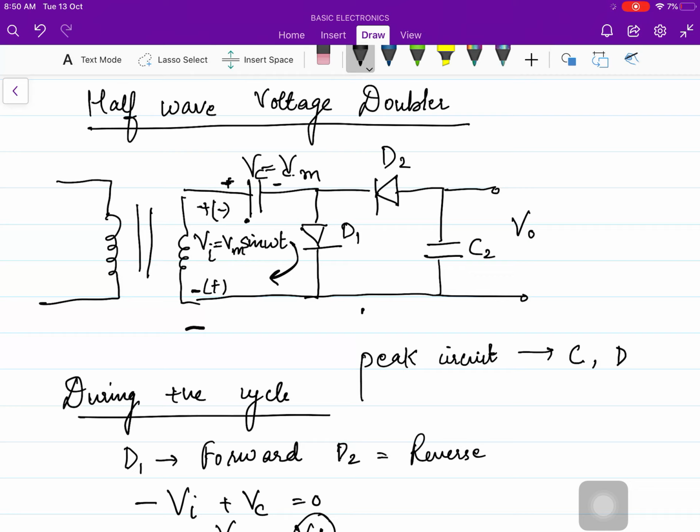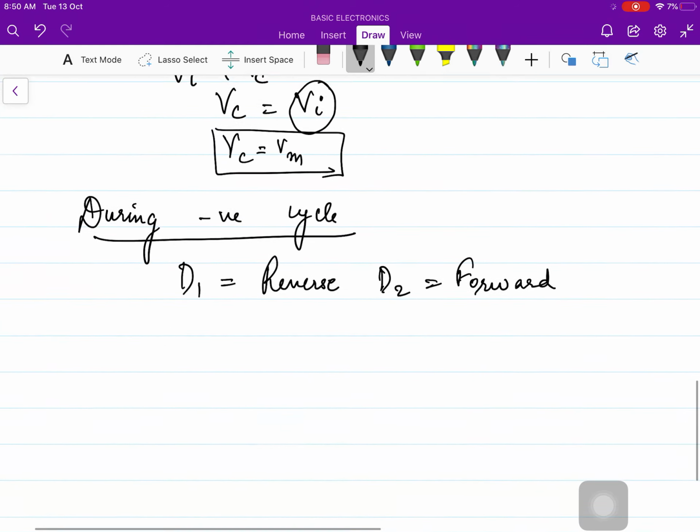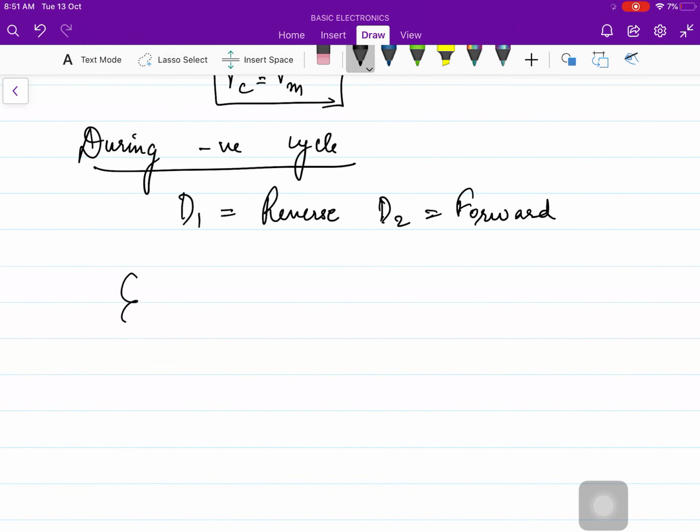So the discharging time constant, the time it takes to discharge, is very high. So it will always remain charged. Therefore VC will be having Vm only. So D2 is now forward. The branch of D1 is gone because D1 is open circuited, it is reversed. So now we will apply the KVL in the whole circuit.